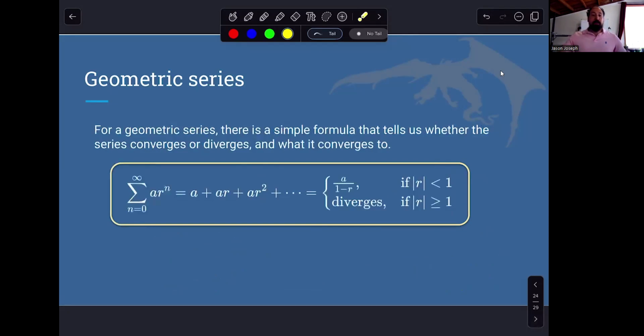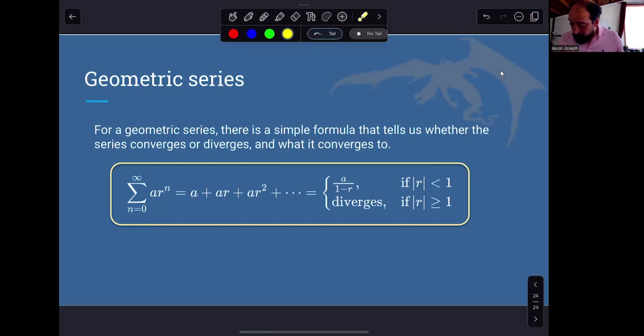So it turns out geometric series have a simple formula that tells us the answer. Does it converge or not? And if it converges, what number does it converge to? And especially that last part, we don't typically have a nice formula for that for most series. So it's pretty nice that if we remember this formula, we just know the answer.